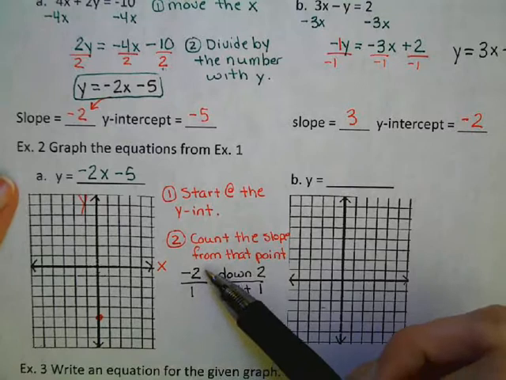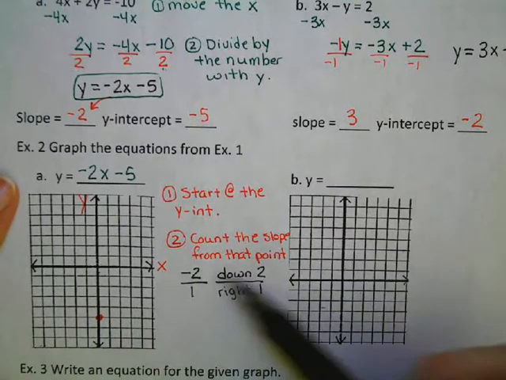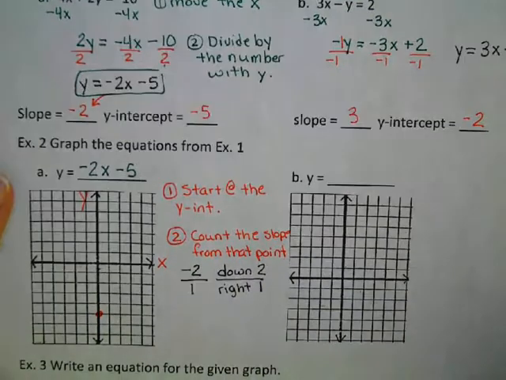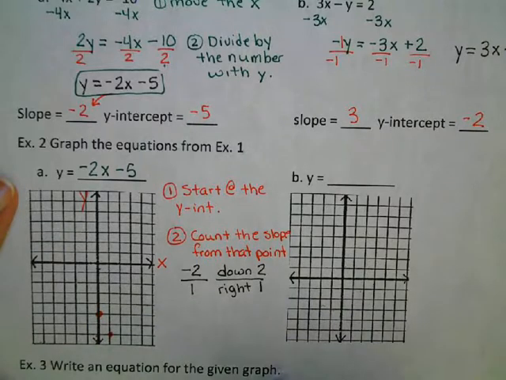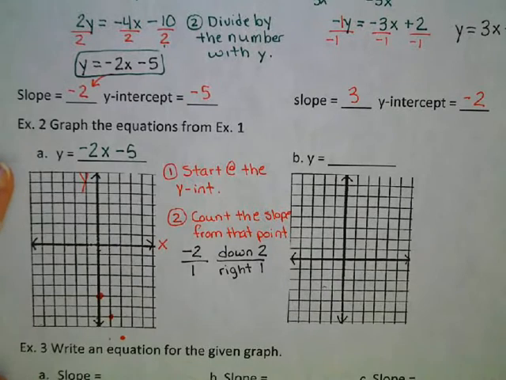If it's a positive number, we would go up first. So it's either down and to the right or up and to the right, unless for some reason it doesn't fit on our graph. So down 1, 2, over 1. On this one, if I go down 2 and over 1, my next point would be off the graph.